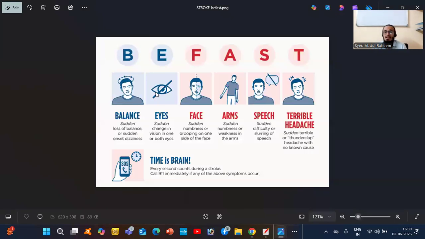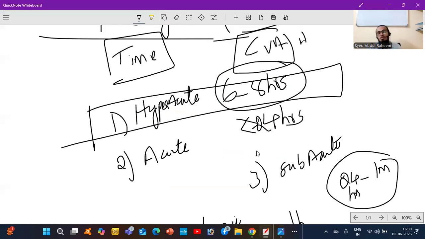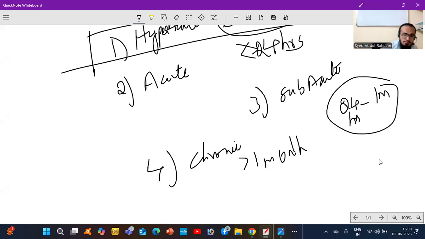B for balancing, E for eyes, F for face, A for arm, S for speech, T for headache or time. Time according to what I discussed here: 6 to 8 hours, hyperacute; acute below 24 hours; subacute 24 hours to 1 month; above 1 month, that is chronic. Okay. So this is the important thing we have to remember.